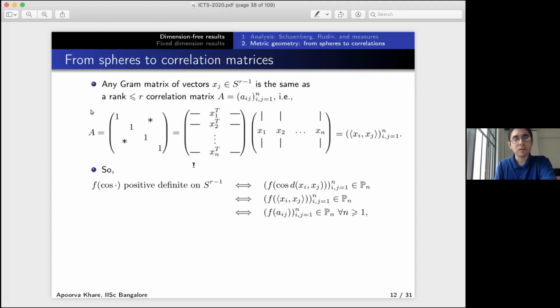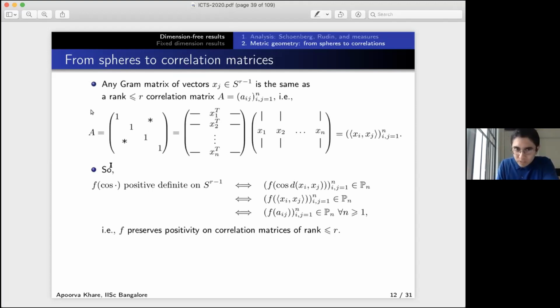a sphere. So f composed cosine, which Schoenberg was studying, is positive definite on the sphere if and only if applied to any metric distance matrix, it gives you a positive matrix. But the definition of cos of distance is just the inner product. So applied to any Gram matrix, it gives you a positive matrix. But all Gram matrices have these. So applied to any correlation matrix, the function preserves positivity. And that's how Schoenberg came to his theorem.